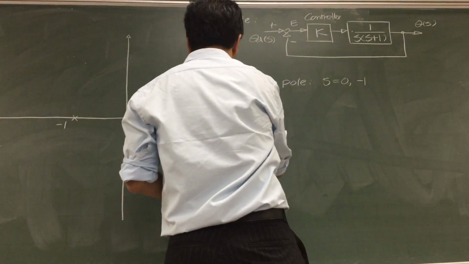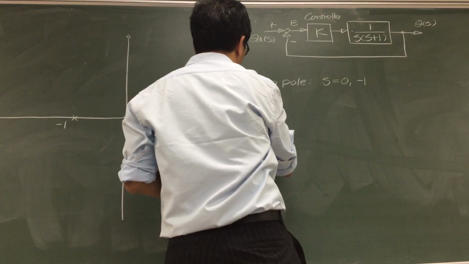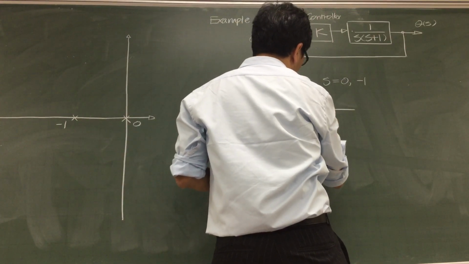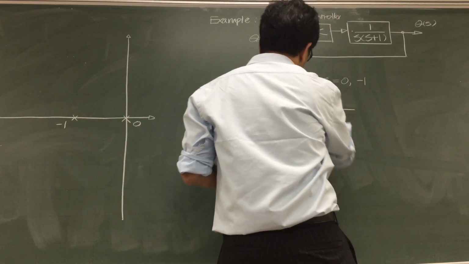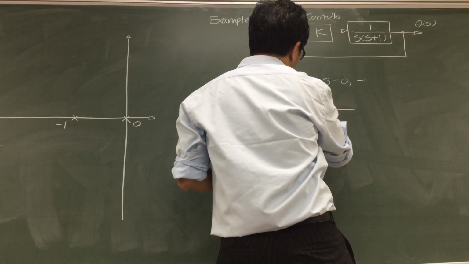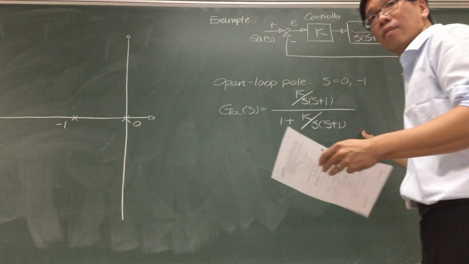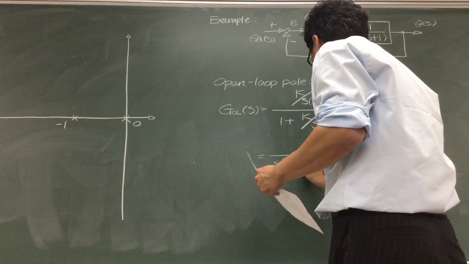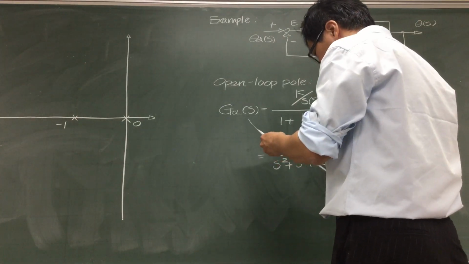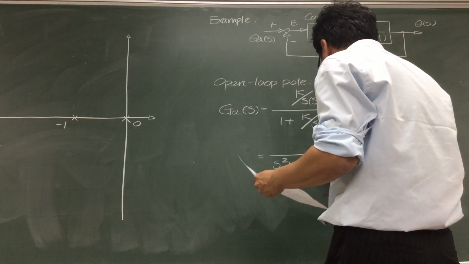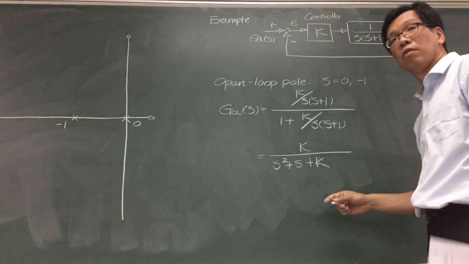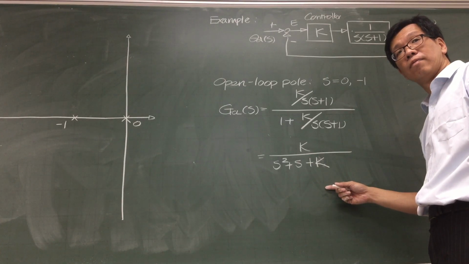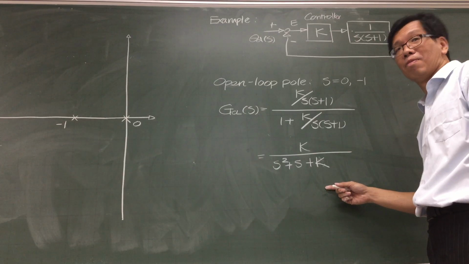My closed loop transfer function, clearly, is going to be 1 plus k over s times s plus 1. So it is going to be s squared plus s plus k in the denominator, and the numerator over here is going to be k. Is this a first order system or a second order system? It's both.